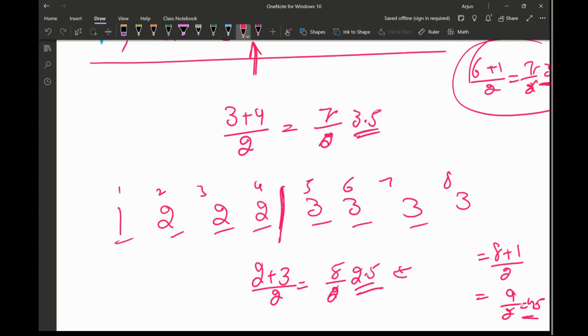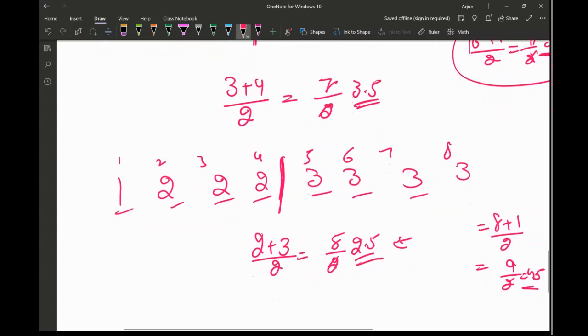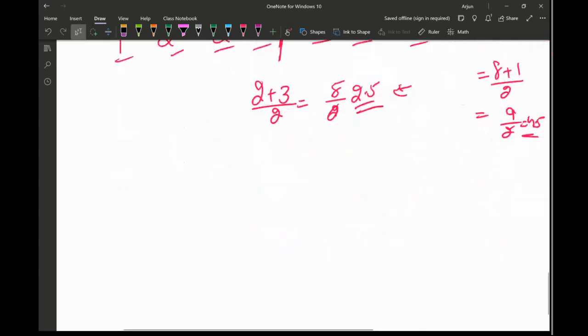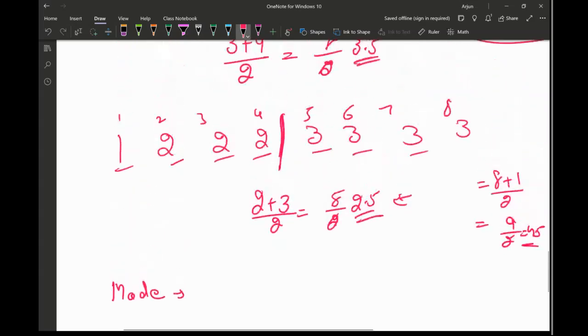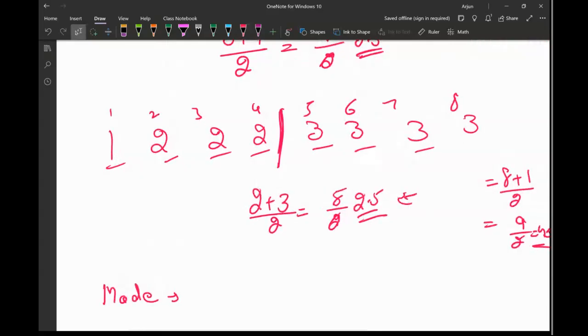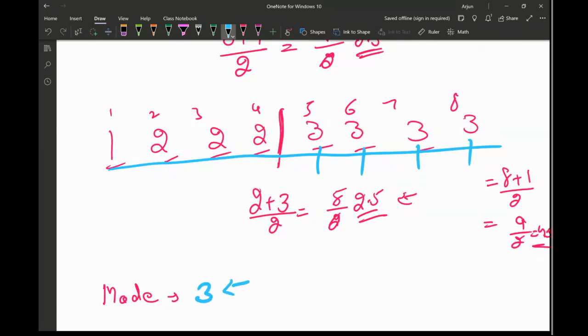And for median, you don't need to worry about the population or the sample. All right, the next thing we're going to talk about is the mode. Mode means the term which repeats itself the highest number of times. So in this given data, which term repeats itself the highest number of times? 3 repeats the highest number of times. So 3 has a frequency of 4. So the mode will be 3.